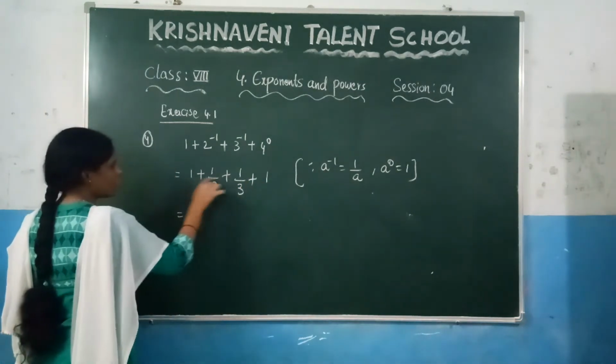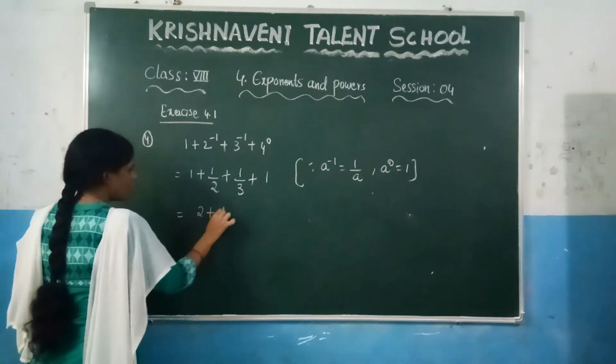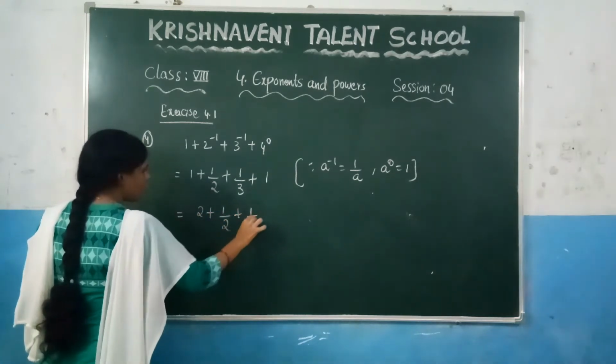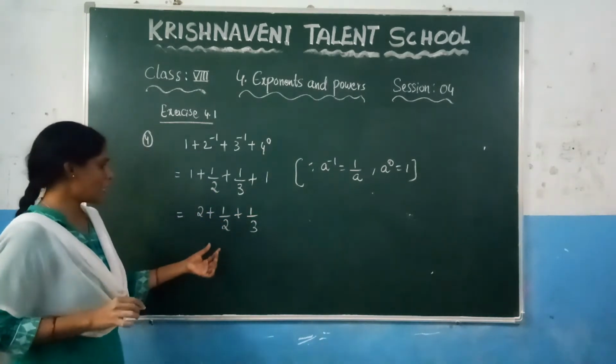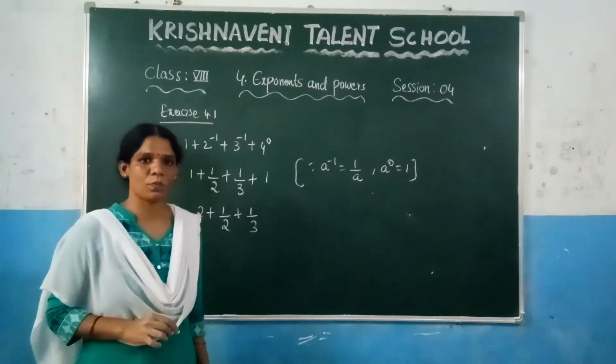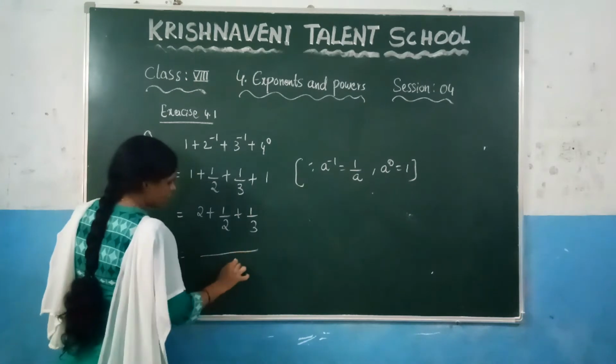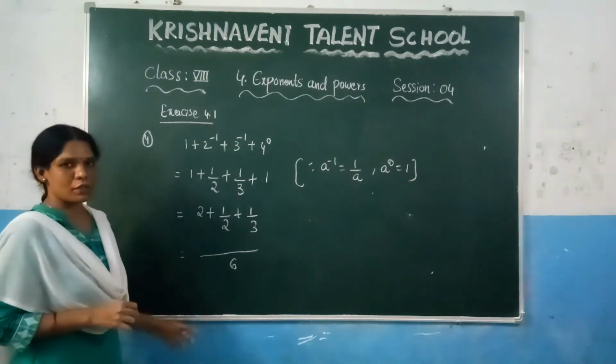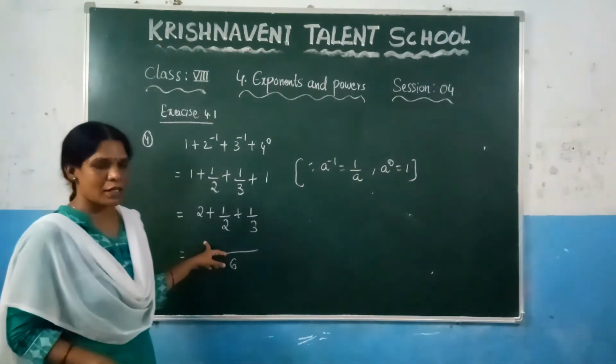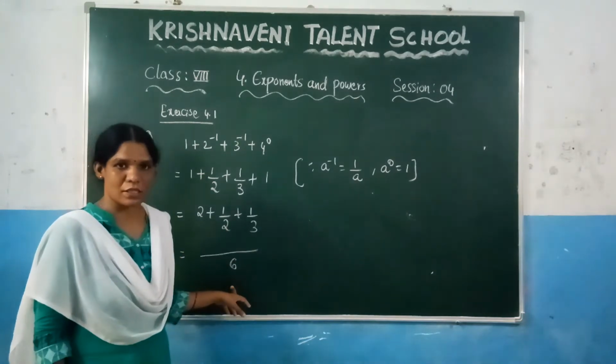What you get here? You know that 1 plus 1 which gives you 2 plus 1 by 2 plus 1 by 3. Now take the LCM of 2 and 3. What is the LCM of 2 and 3? Which is nothing but 6. So here write it here 6. As you all know how to take the LCM, right? So what is the LCM of 2 and 3? Which is nothing but 6.